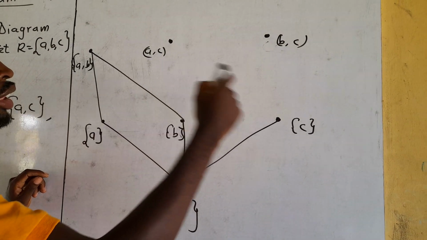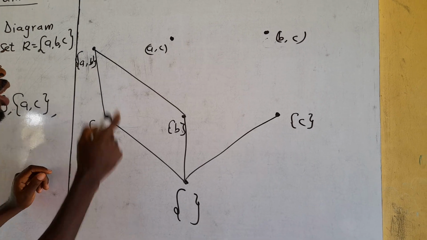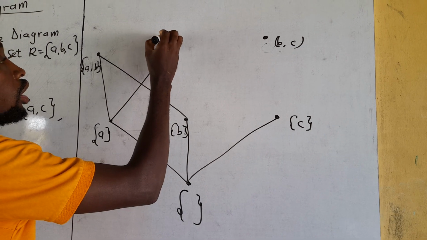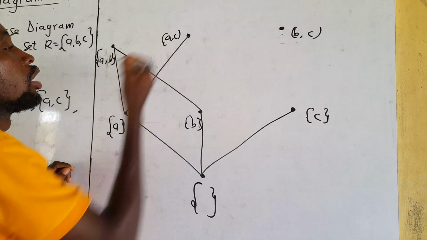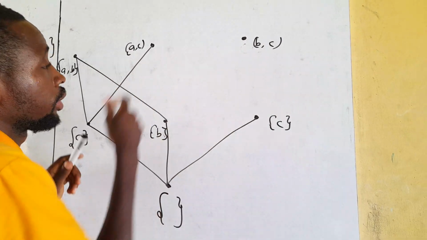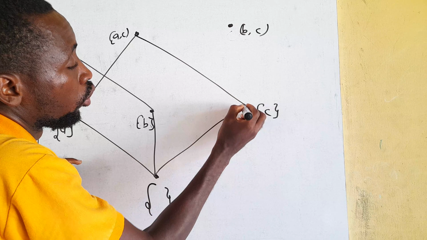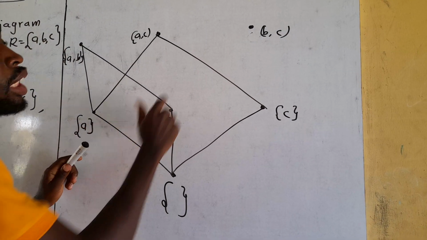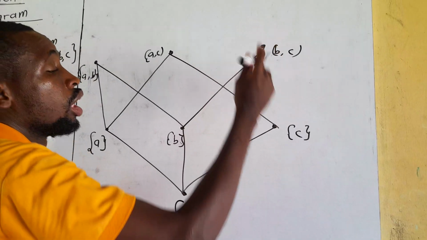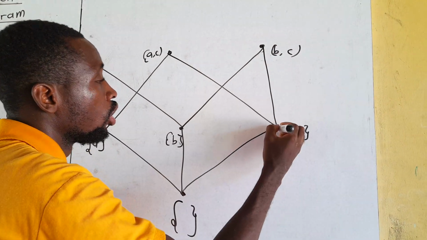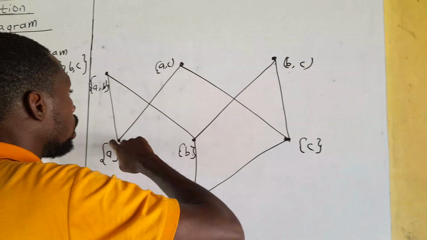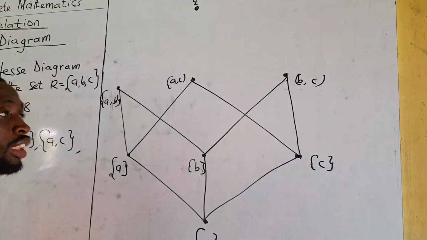So, is C a subset of this set? No. Is A a subset of this set? Yes. So we draw an arrow from there to this. That's the set AC. Then is B a subset of this set? No. But C is a subset. So we draw a line from C to that. Is B a subset of this set, BC? Yes. So we draw a line from there to here. Is C a subset of this set? Yes. So we draw a line to connect. A is not a subset of that, so there is no need drawing a line from there to this place.